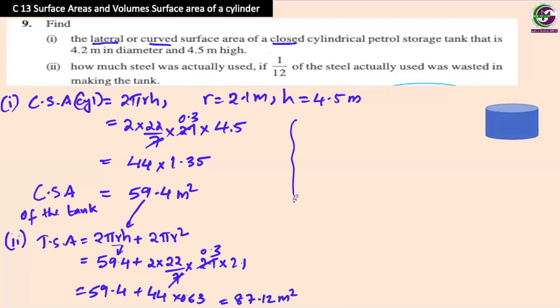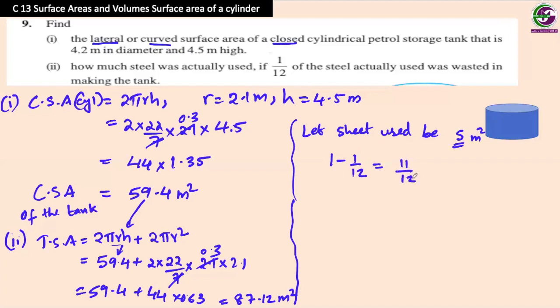Now we have to think carefully. We use an amount of sheet from the beginning. Let the sheet to be used be S meter square. From S meter square, of course, there will be some wastage. 1 by 12 is wasted. So what amount is used actually? 1 minus 1 by 12, which is 11 by 12 is used.